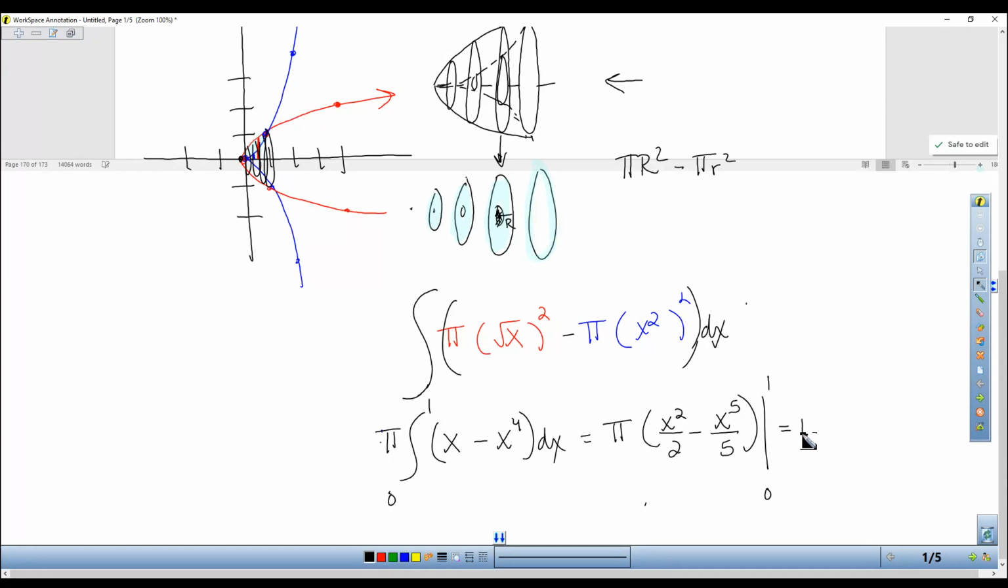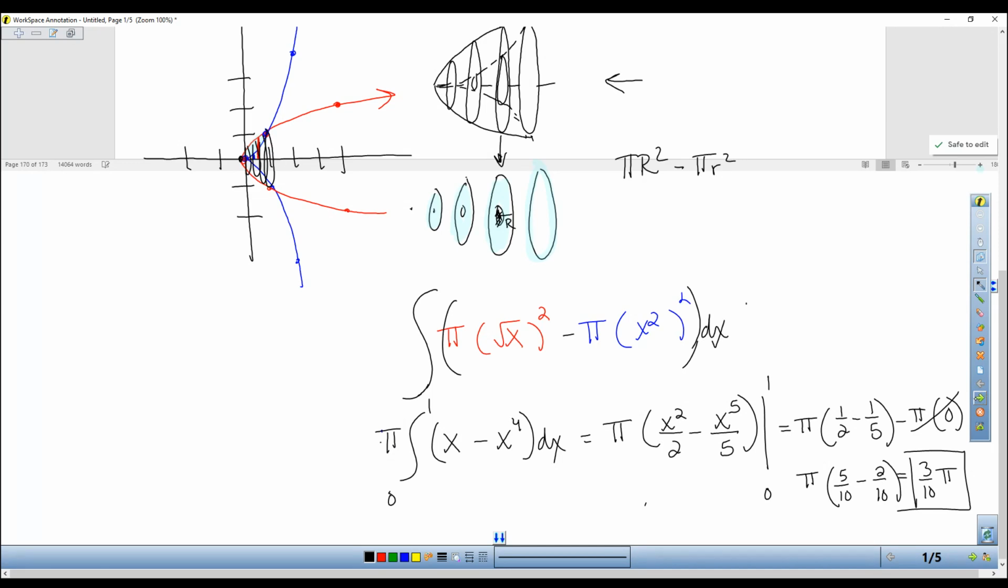And when I plug that in, I get pi times 1/2 minus 1/5, minus pi times 0. Always plug that 0 in. Most of the time it's 0, but when it's not, you'll get caught on that. So we have 5/10 minus 2/10, which is equal to 3/10 pi.